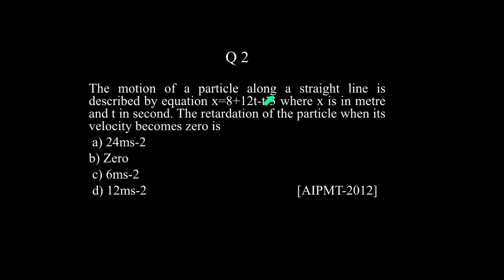The motion of a particle along a straight line is described by the equation x is equal to 8 plus 12t minus t cube, where x is in meter and t is in second. The retardation of the particle when its velocity becomes 0. Okay. So we need to find out the retardation of the particle. And what is the condition? When the velocity is equal to 0, right?